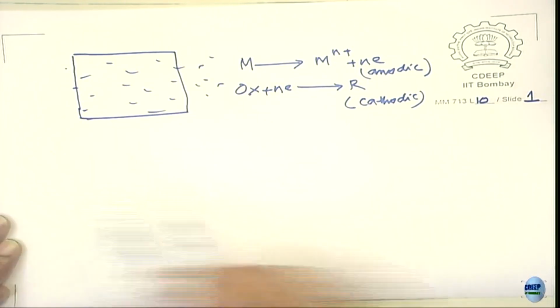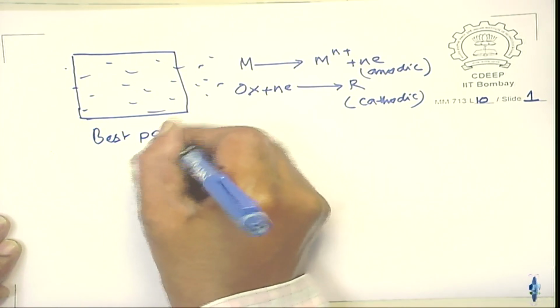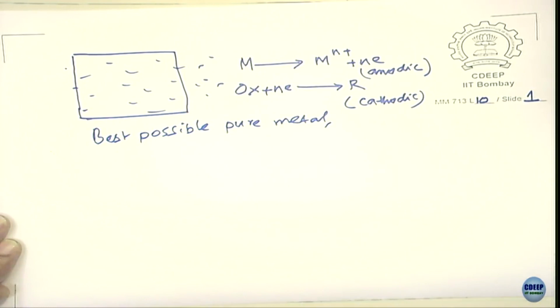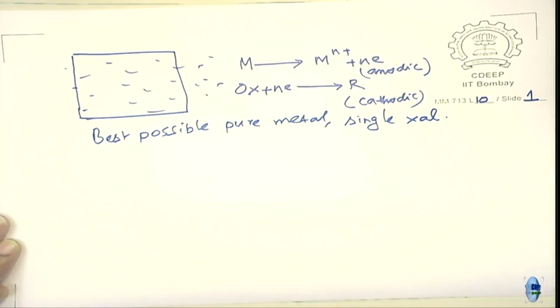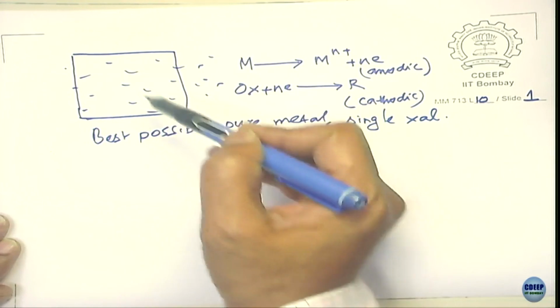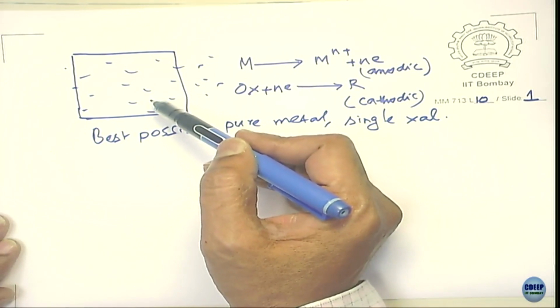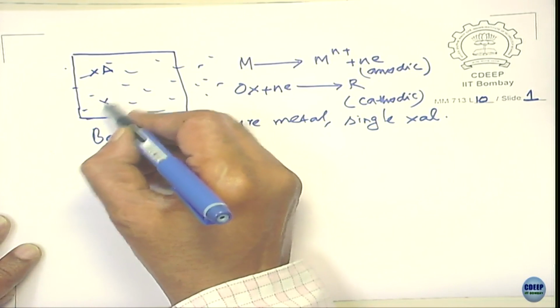Let us look at this sample from this point of view. Assume that the metal is very pure, the best possible pure metal, and assume that it is a single crystal. Well, for some reason, just assume that it is a single crystal. So, what will happen now is you will have an anodic reaction occurring on the surface and a cathodic reaction occurring on the same surface. It will occur very randomly. Instantaneously, you might find a place behaving as an anode and a place behaving as a cathode.